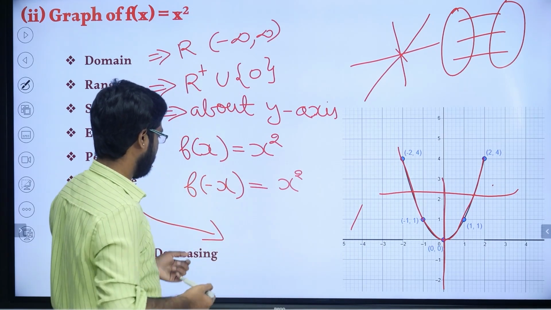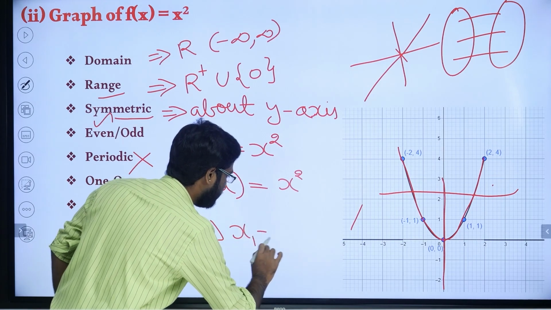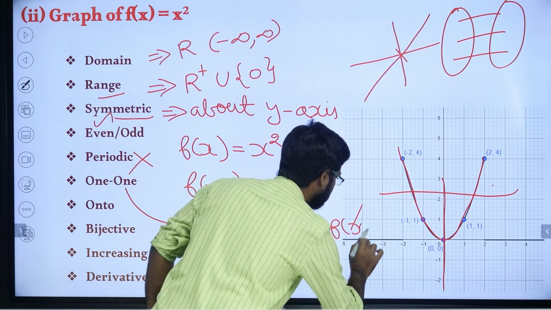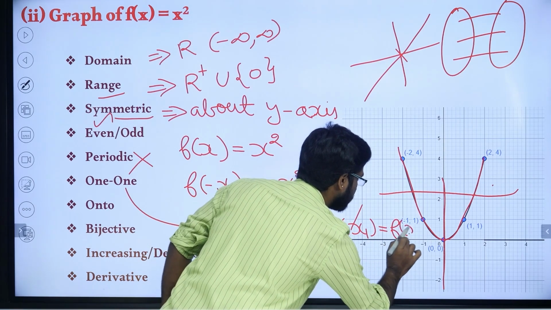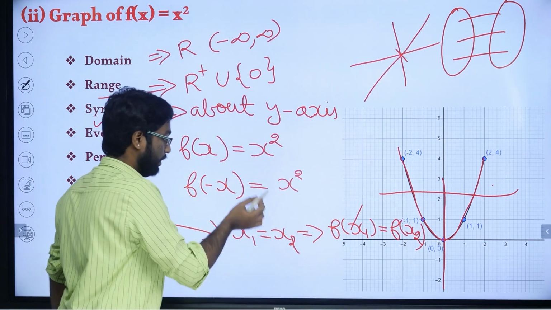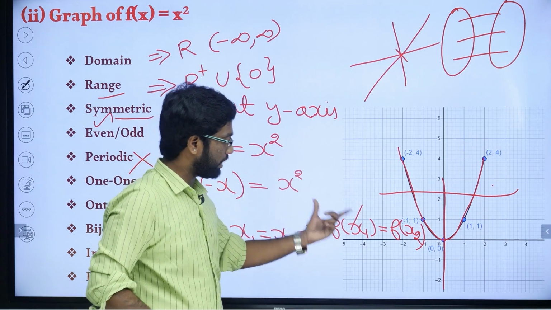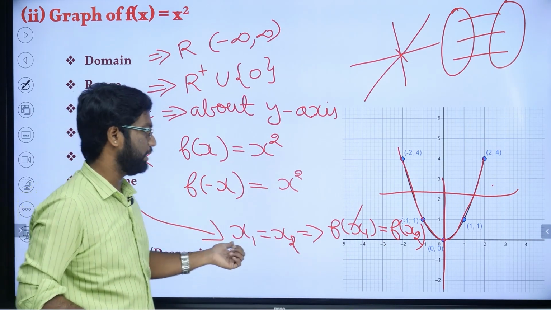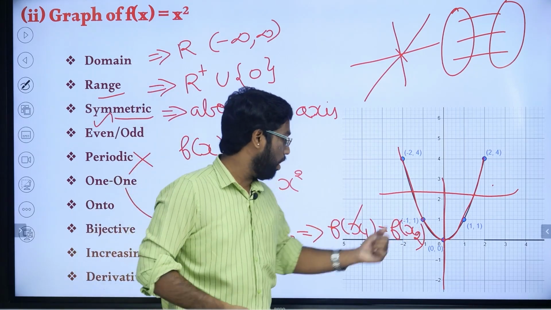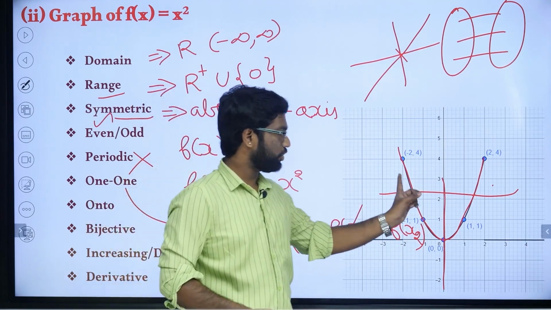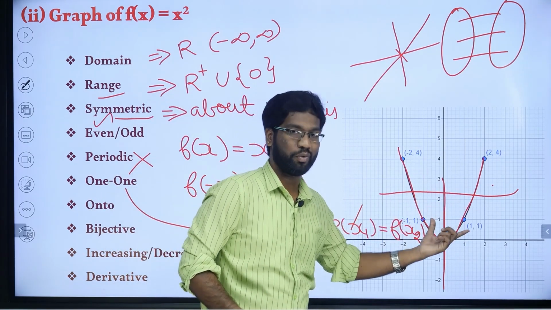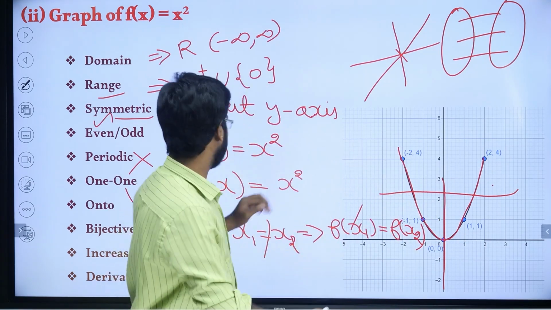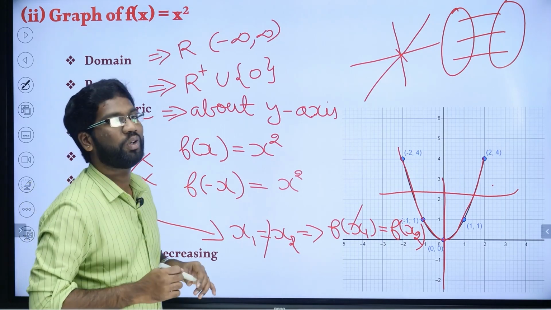So a one-to-one function means what, my dear students? If x1 is not equal to x2, then f of x1 is not equal to f of x2, which means that is a one-to-one function. But here x1 and x2 are not equal, but their functional values, their output values, are equal. Since they are equal, it is not a one-to-one function, my dear students. At any cost, it is not a one-to-one function.